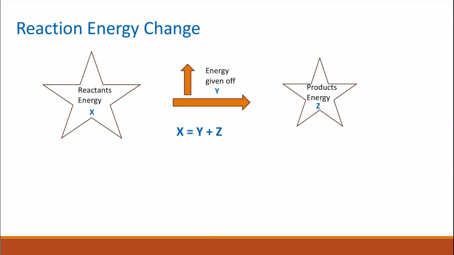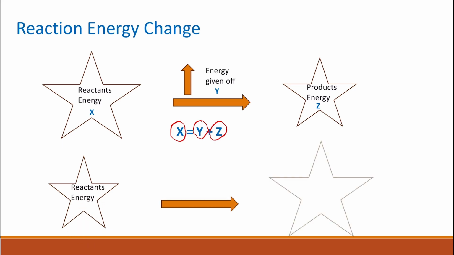We will notice that the energy of the reactant will equal the energy that was given off plus the energy of the products. So that means that energy is conserved, which means that it's not destroyed or created. It just moves around.